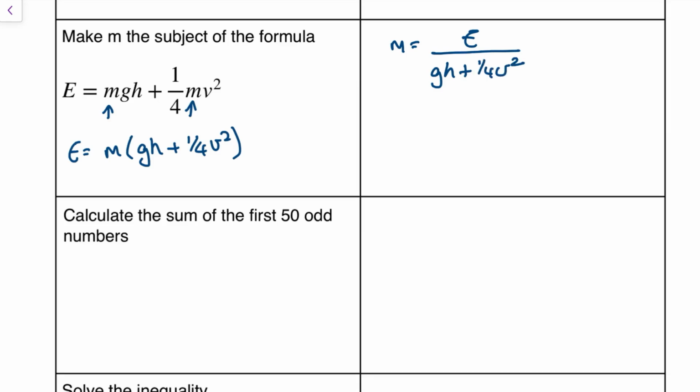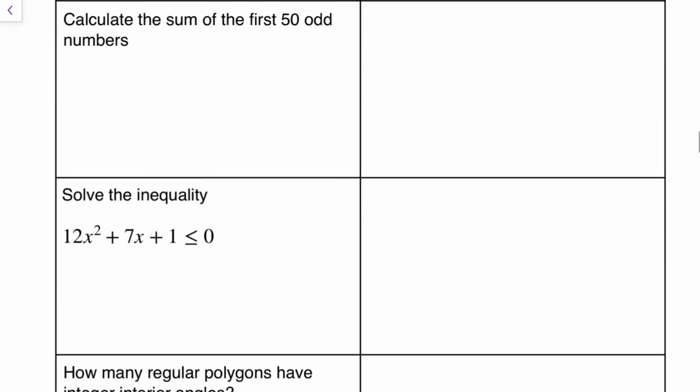Now, that quarter, I don't really like that quarter. There's nothing wrong with that quarter. Perfectly acceptable. This is probably okay in the exam unless it tells you otherwise. But I'm going to multiply everything top and bottom by 4. And so that's going to tell me that m is equal to 4E divided by 4 lots of GH plus a quarter of 4 is 1, so plus V squared. Just looks a little bit neater, doesn't it? Next question. Okay, very similar to the question we had yesterday, actually, isn't it?